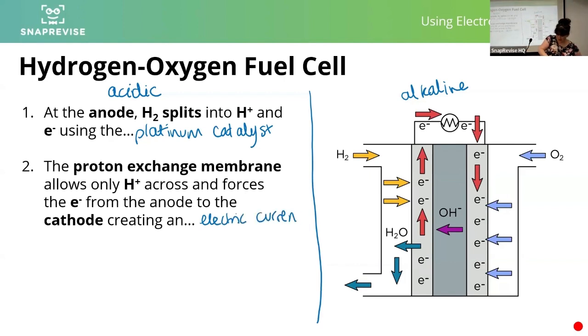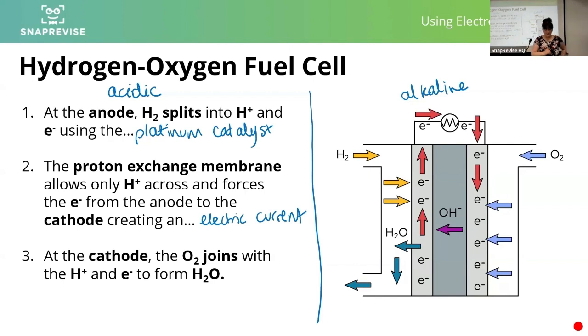That is where we get our cell happening. And then at the cathode, oxygen, O2, joins with the H+ that has traveled across the membrane and an electron to form water molecules, and water is the waste product.